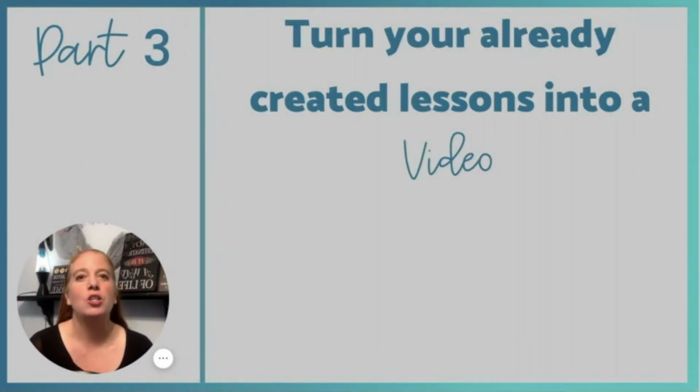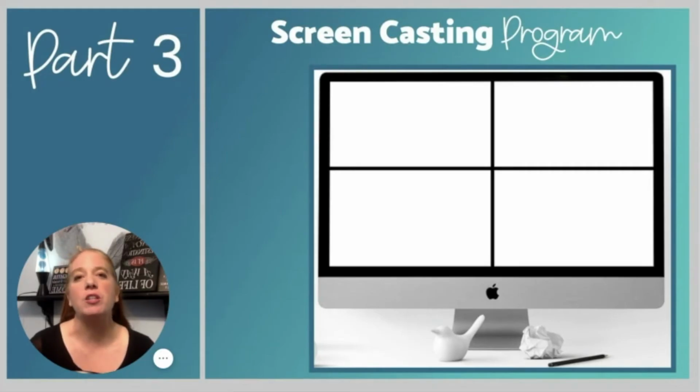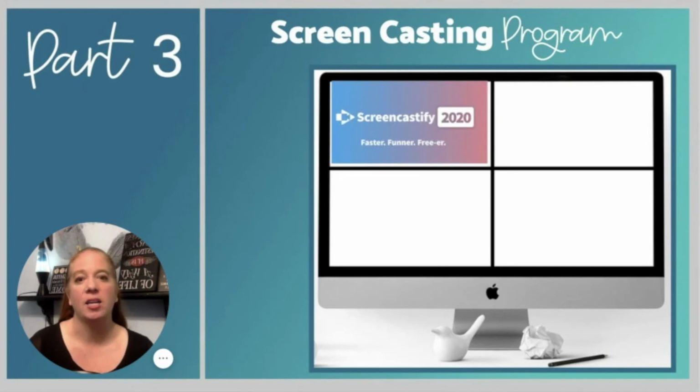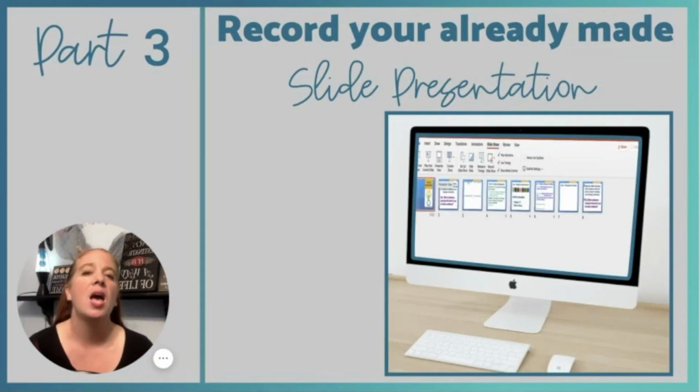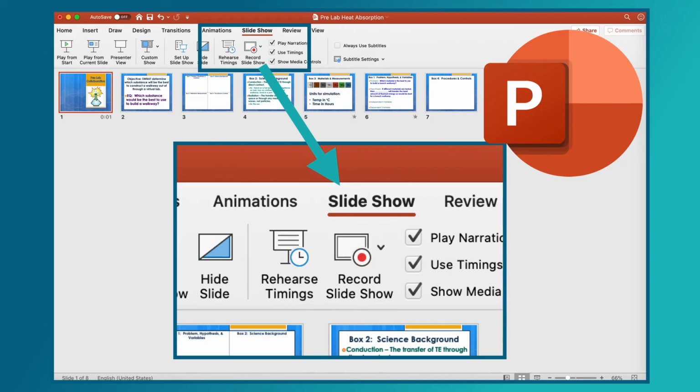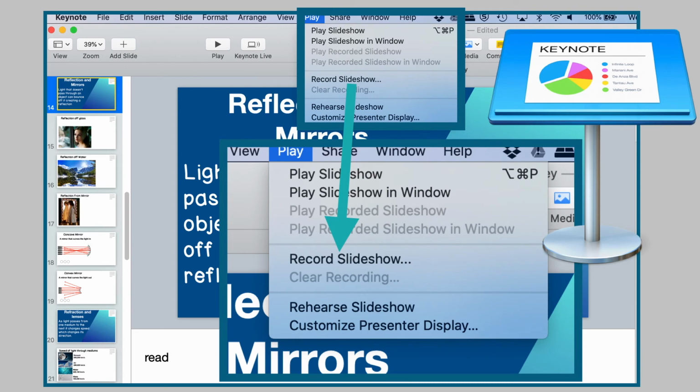Part 3, turn your already created lessons into a video. You could use a screencasting program like Screencastify, Screencast-O-Matic, Loom, or if you have a Mac, you can use QuickTime. You can also create videos of your already made slide presentations. In PowerPoint, you can create and record your slideshow that you created. You can also do that in Keynote on Macs.